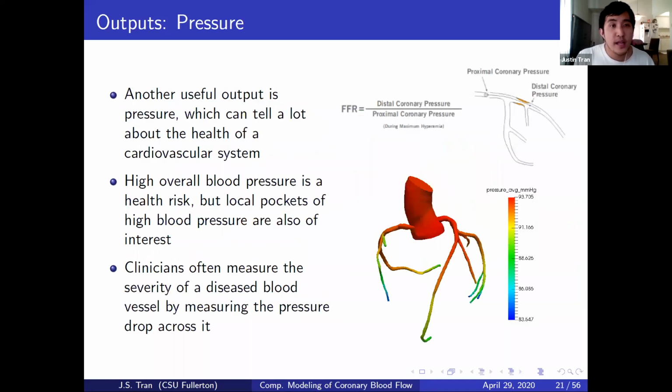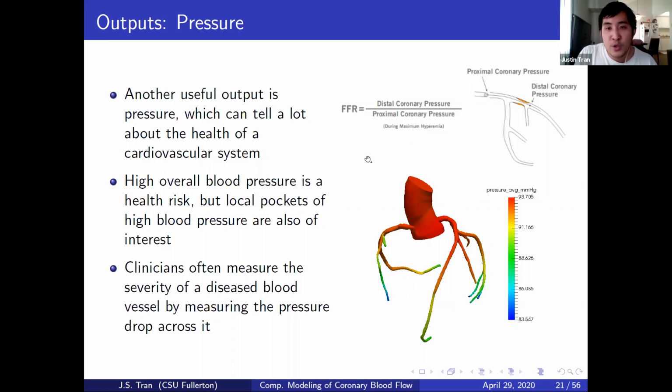Okay, so another output that's interesting is pressure. Actually, pressure is one of the primary ones that people look at. Everyone knows about blood pressure. Blood pressure is an indicator of your overall health. If you have high blood pressure, that can be really bad. But that describes your overall blood pressure that you can measure from your arm. Even just local pockets of blood pressure are also really interesting to view. With a simulation tool like this, you can get a good picture of how pressure is distributed throughout your blood vessels.